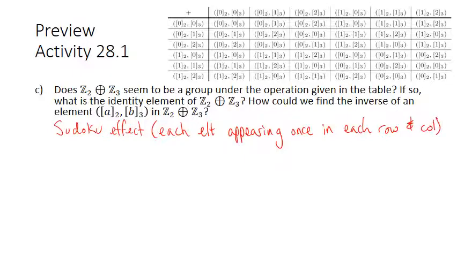So if I look at the table, I do see that there's no repeats within any rows or columns. So that would indicate that it is a group. And then what is the identity element and how would we find an inverse?